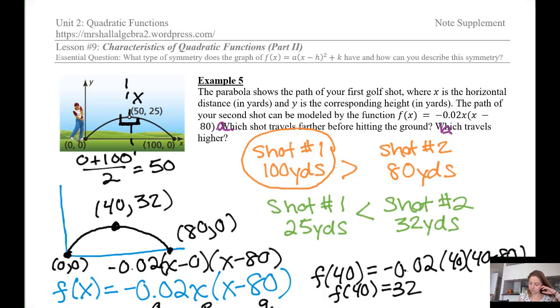And so the answer to B is shot number 2 travels higher. Again, this is the answer to part A, the answer to part B.